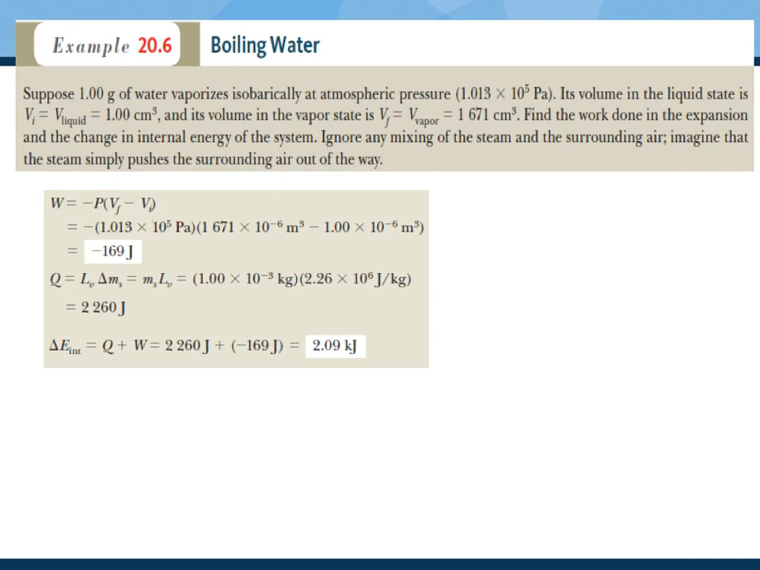If we know the energy transferred by heat, we can calculate the change in the internal energy according to the first law of thermodynamics. We can use Q equal to L delta m to calculate the energy transfer for the water to change to steam. Then the change in the internal energy is equal to Q plus W.